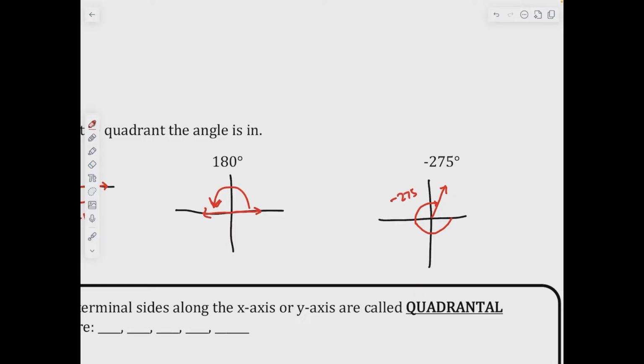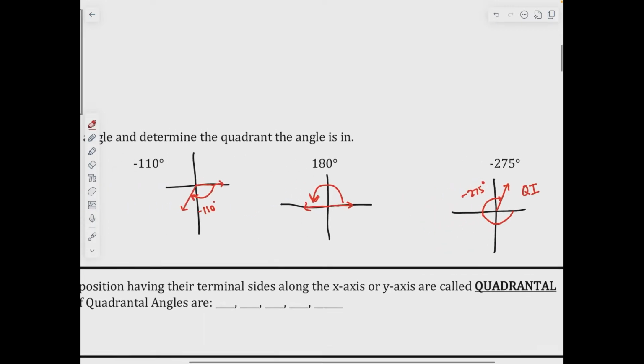Okay. Oh, I noticed that I forgot to put all my quadrants. So this one leaves me in quadrant number 1. This one is on the x-axis. And then this one is quadrant number 3, like that.